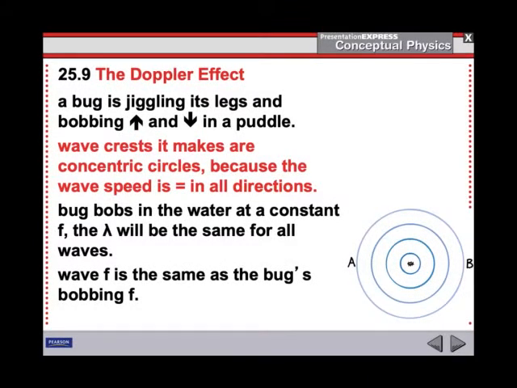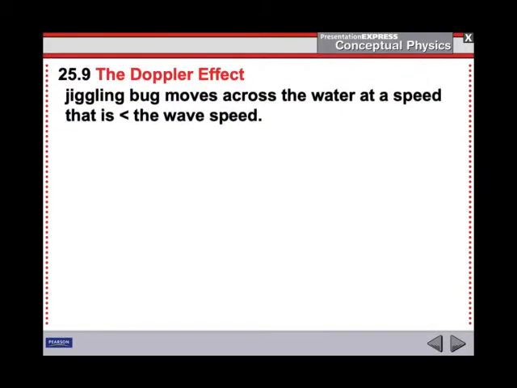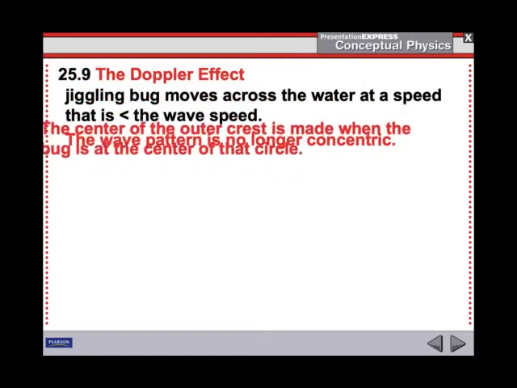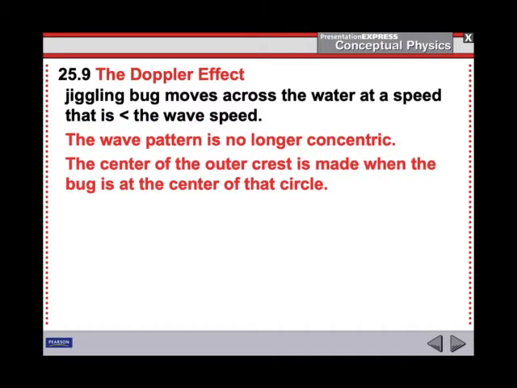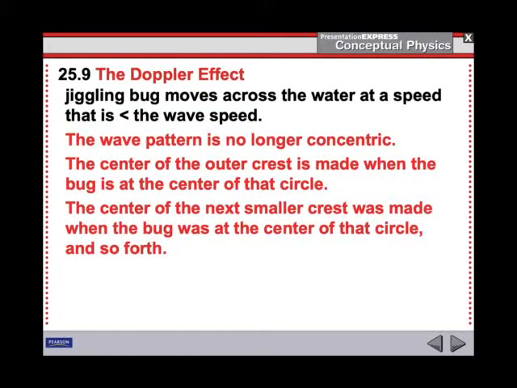Now, if the jiggling bug isn't sitting still, but is moving across the water at a speed that's less than the wave speed, the wave pattern is no longer concentric. The center of each crest is made when the bug is at the center of the circle, but the center of the next crest is made when the bug was at the center of that circle, and so on.